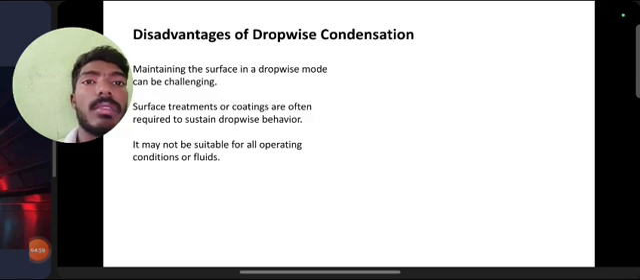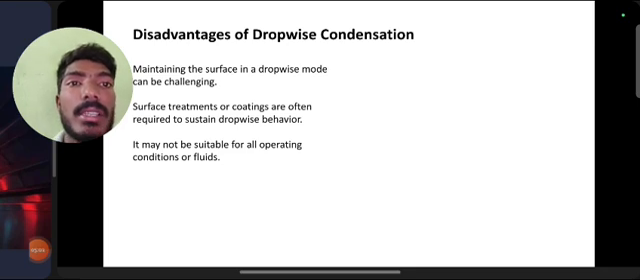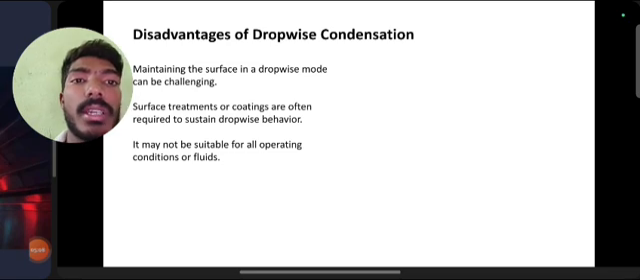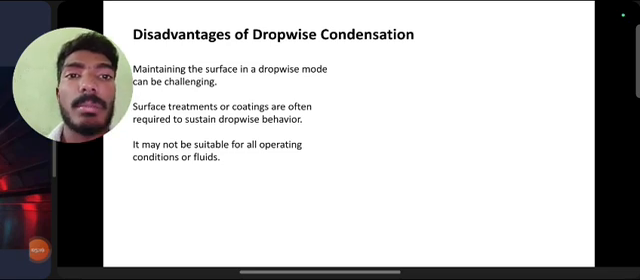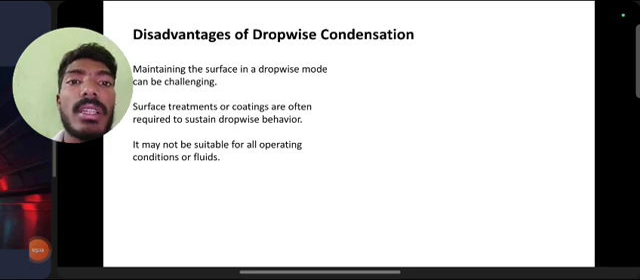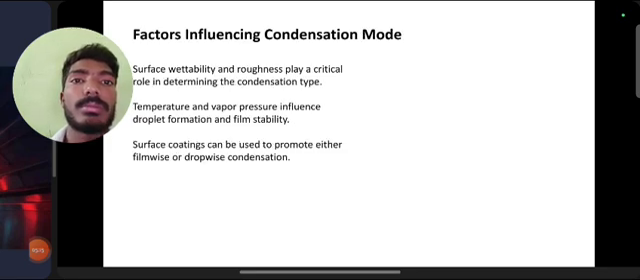Disadvantages of dropwise condensation. Maintaining the surface in dropwise condensation mode can be challenging. Surface treatments or coatings are often required to sustain dropwise behavior. It may not be suitable for all operating conditions or fluids.